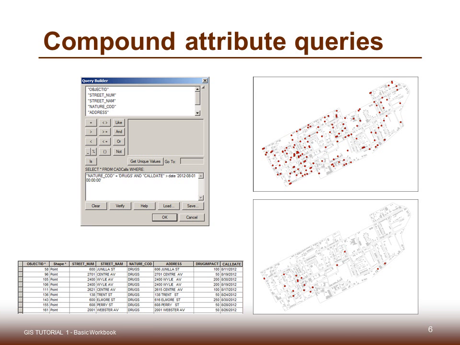So this shows what that compound attribute query would look like. Nature underscore COD equals drugs and call date greater than date 2012-08-01, and then there's also a time on there as well, 000000 to start it at the beginning of the day. Once you click OK, it will then generate a result that will then show you only those selected features.